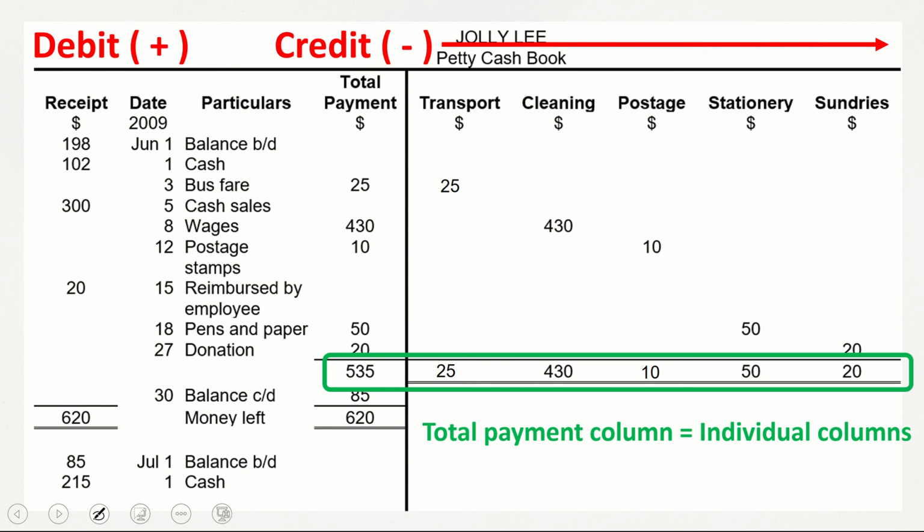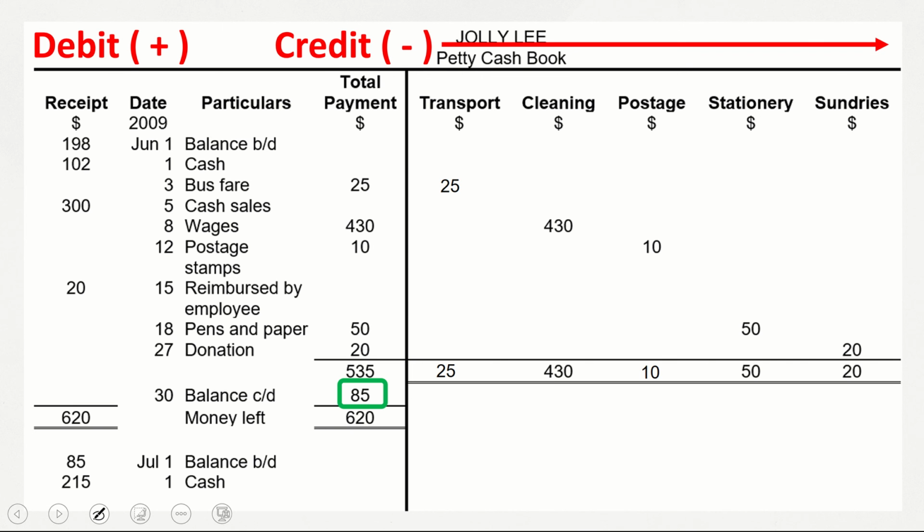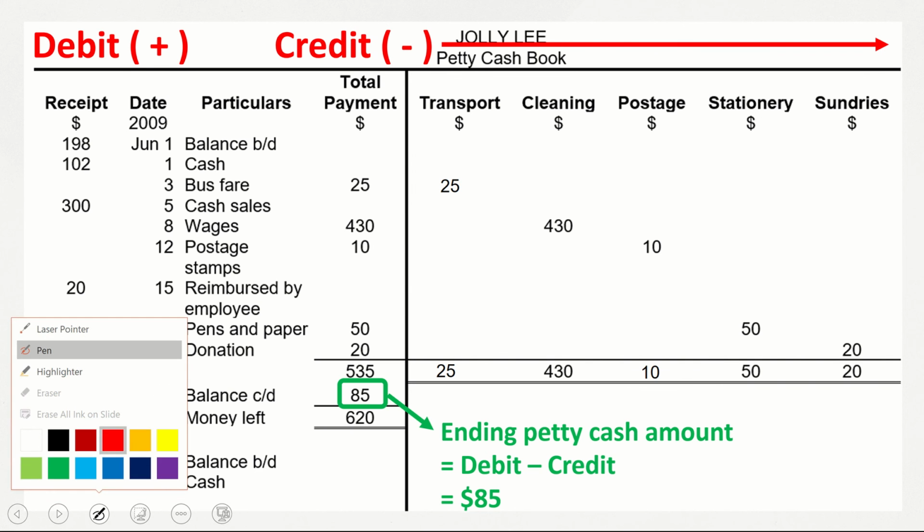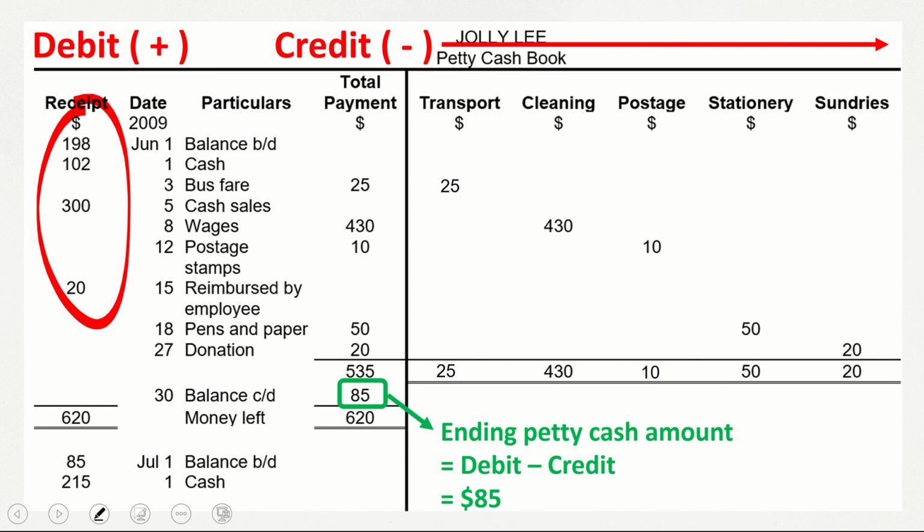So just now we mentioned the total payment column is equal to the individual columns, right? Then what is this balance carried down? Basically this balance carried down is your ending petty cash amount. The total debits here minus away your total credits, minus away your payments, and you get $85. So this tells you that you have $85 in your petty cash account on 30th of June.